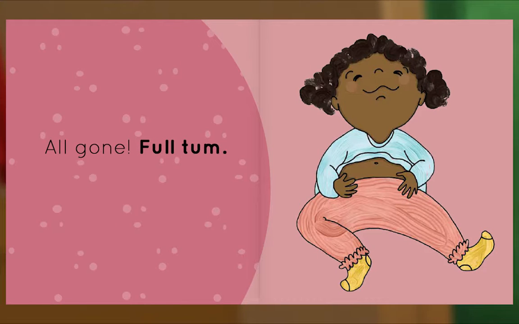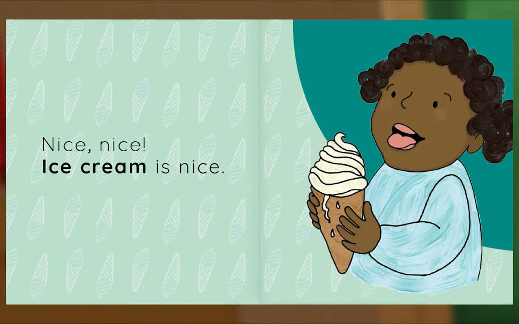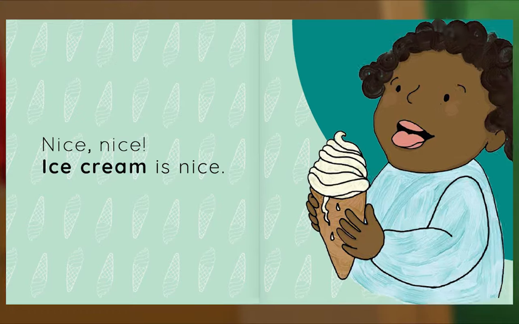All gone. Everyone tells Annelle that numbers are all around her, but she can't see them. Where could they be? Let's read and find out. This story features a little girl, an ice cream, a dog, and a cat. Let's see what happens.